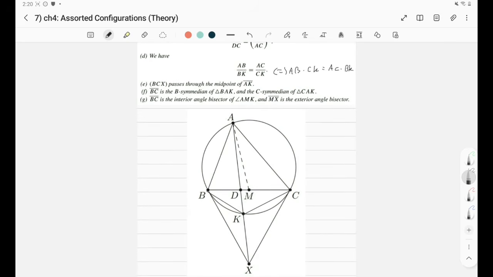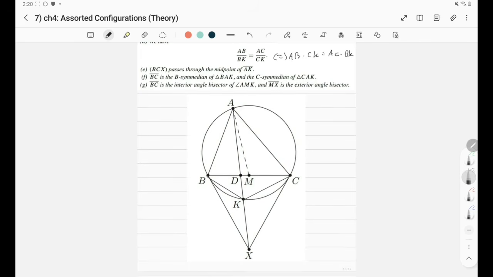So property E is just telling us the circle BCX, this one here, this circle, they're telling us that it meets AK, the symmedian, or the chord AK, at its midpoint. So this thing here is just the midpoint of it. So that's it. How exactly can we prove something like this? We have a midpoint here.